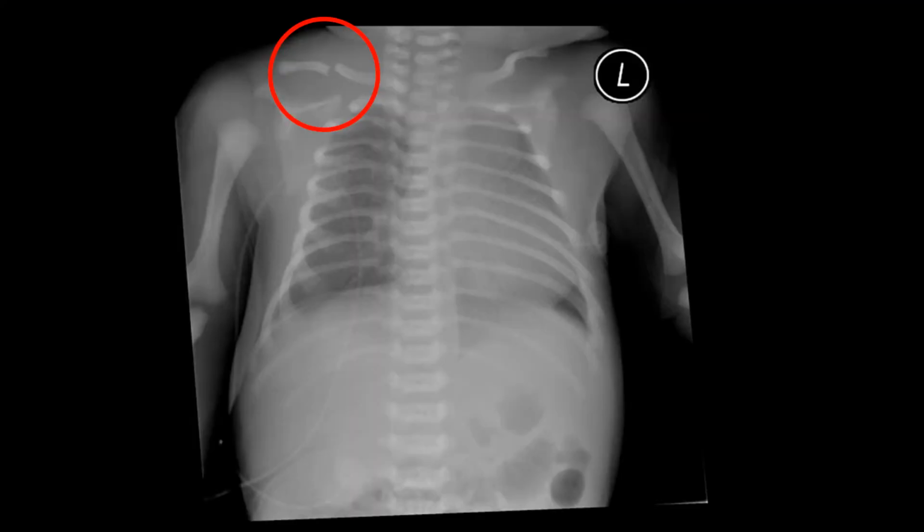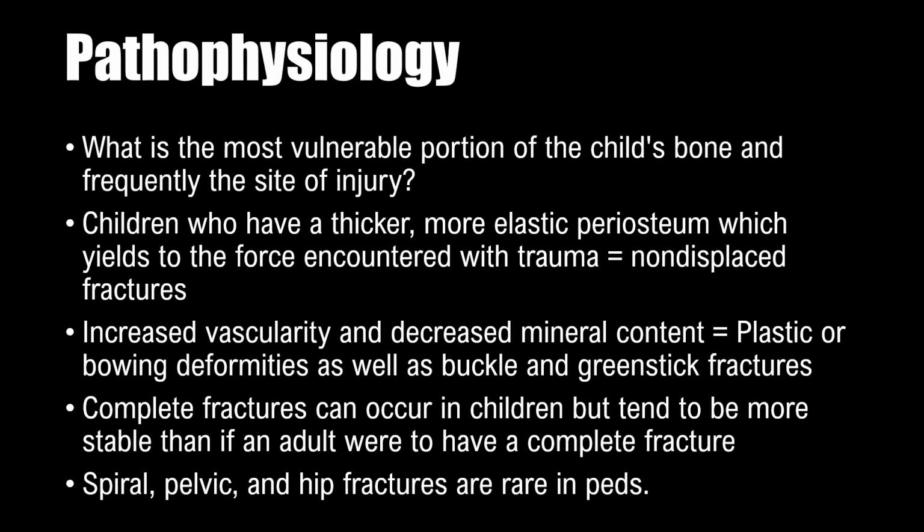And just a picture of a newborn with their midclavicular fracture. It looks like it's on the left side. So the pathophys behind a fracture. I asked in class, what is the most vulnerable portion of the child's bone, and frequently the site of injury? That would be the growth plate or around the growth plate. And we're going to talk about that.